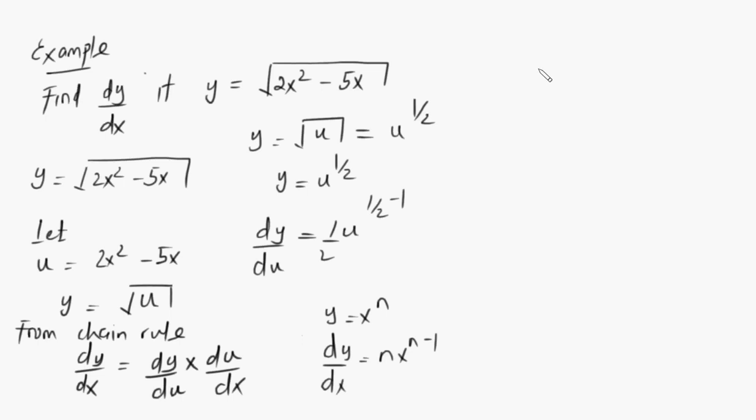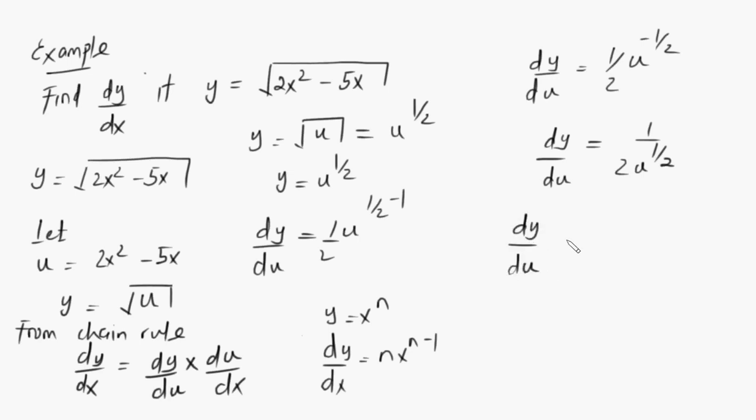So my dy/du is just going to be equal to half and then u, and half minus 1 gives negative half. So my dy/du is just going to be equal to 1 over 2 u power positive half. Since 1 over u power half is the same as u power negative half. Okay, that is exponents from form 2. So to write it in simple terms, my dy/du is just going to be equal to 1 over 2 radical of u. So this is dy/du.